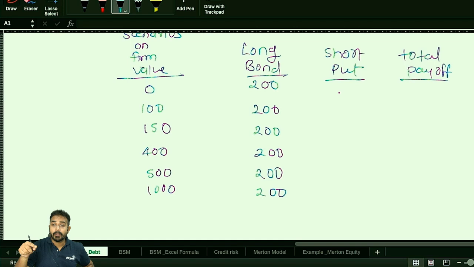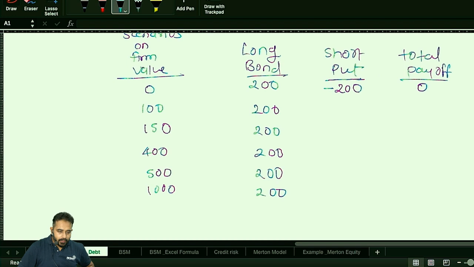So I have an obligation to buy at 200, price in the market zero. Will they force me to buy? Yes. So how much will I lose? I will lose 200. What's my total payoff? Total payoff zero.